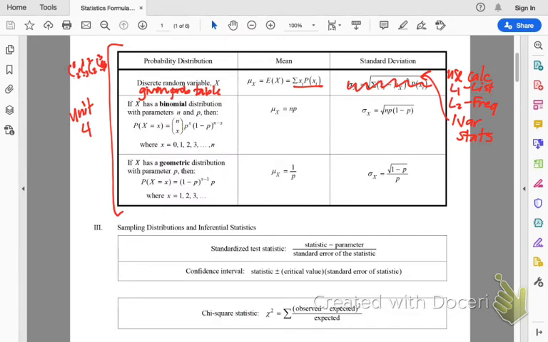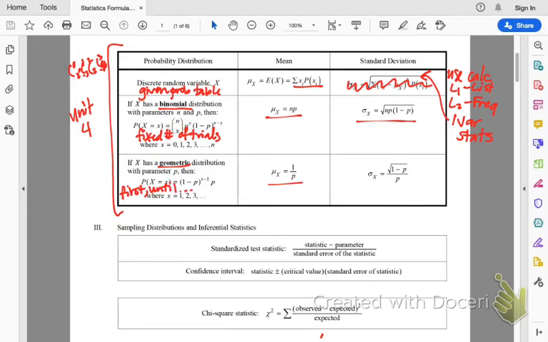For binomial distributions, remember that's whenever you have a fixed number of trials. Your mean is n times p. Your standard deviation is square root np(1 minus p). And we can just use binomPDF and CDF for these, even though this is like the technical formula for it. Geometric distribution, that's where it goes on forever. So you would see the words first or until.